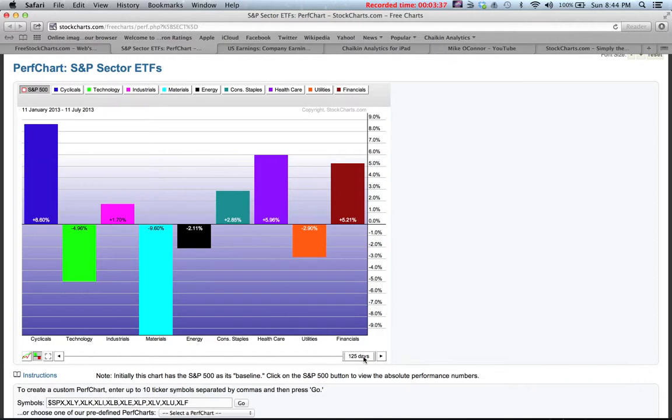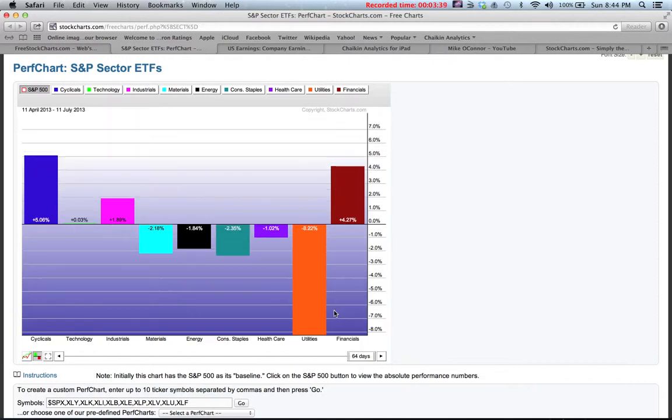When we look at the 3-month relative strength performance of different sectors that make up the S&P, we can see that cyclicals or consumer discretionary leads the pack, along with financials and industrials.